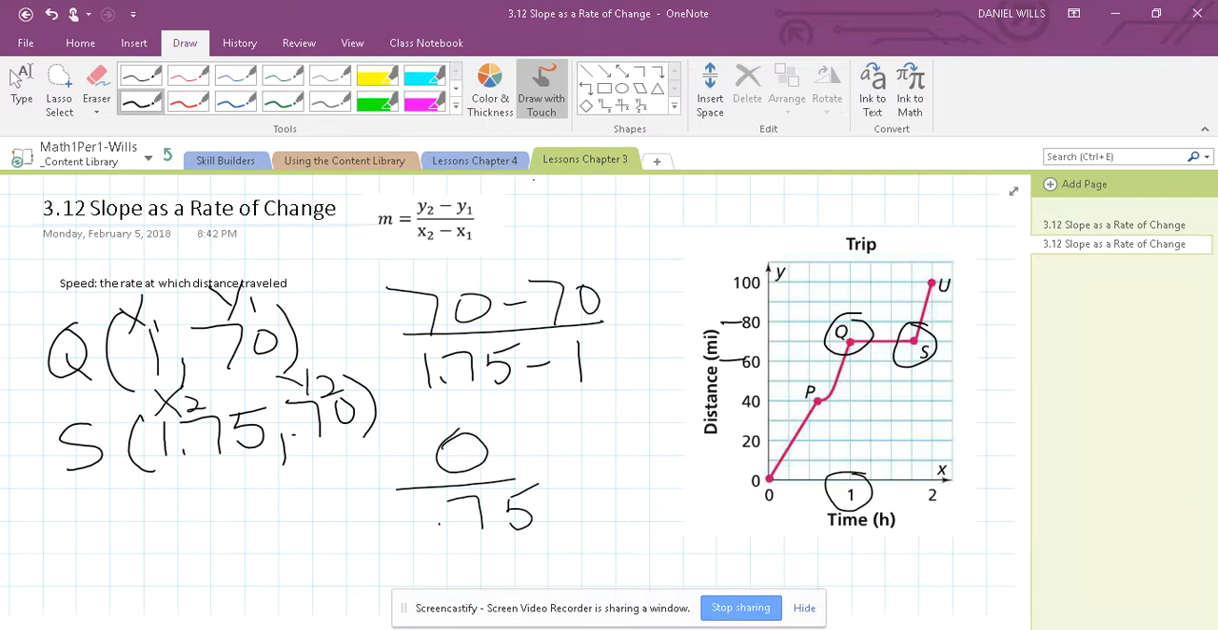And I'm sure you all remember that anything with a 0 in the numerator simply equals 0. So how fast did we travel when we were sitting in that traffic from a car accident on the highway? 0 miles per hour.